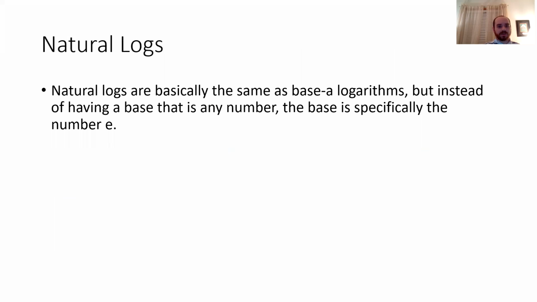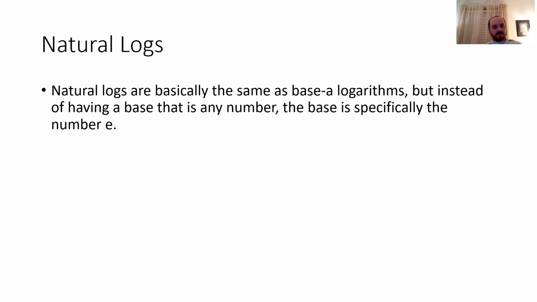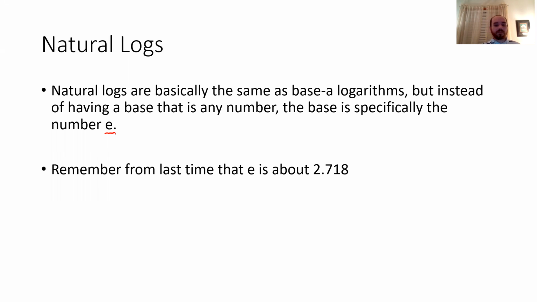Okay, and I believe that's it. Oh, no, we're going to talk about natural logs, right? So natural logs are the last thing that we're going to talk about on this one. Stuff's pretty easy. Natural logs are basically the same as base-a logarithms, but instead of having a base that can be any number, the base specifically is the number e. So that's Euler's number. We talked about that yesterday with continuously compounding interest. This comes into play a lot when you're looking at things that continuously compound. So it's mostly going to be in story problems, which luckily for you guys, I'm not going to assign very many, but still it's something that you want to be able to know.